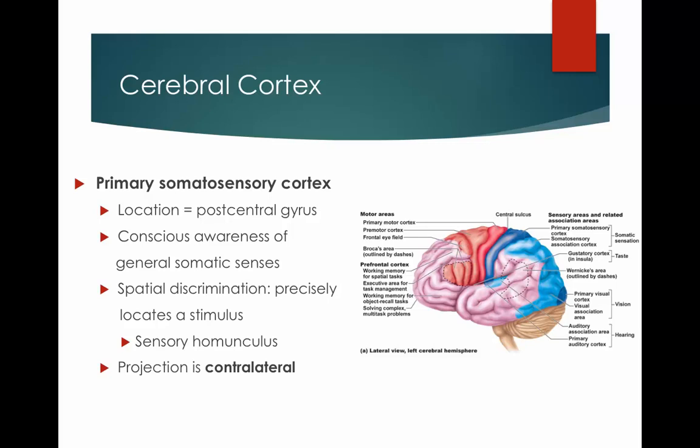Now, what's really interesting about this postcentral gyrus and the primary somatosensory cortex is that it has what we call spatial discrimination, meaning that we've been able to map along the postcentral gyrus specific cortical tissue responsible for specific areas of the body. This allows us to precisely locate where a stimulus is presenting itself. So this map that we have is referred to as a sensory homunculus. I always get caught up on that word.